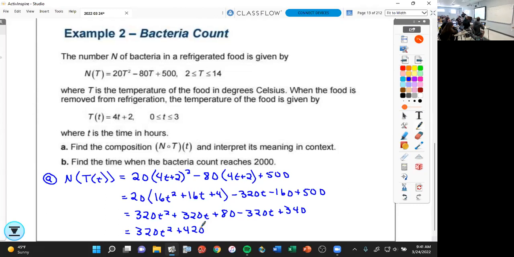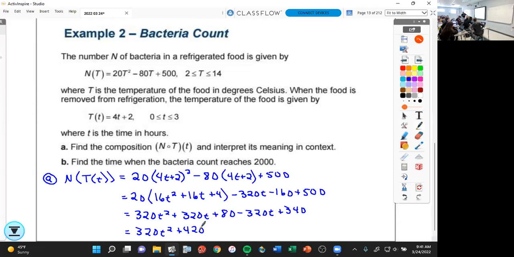Okay, and what does lowercase t represent? Time in hours, right? Okay. So the amount of bacteria in hours is going to be found by this formula. And this is the time since it was removed from the refrigerator, right? Okay, so that's in context.